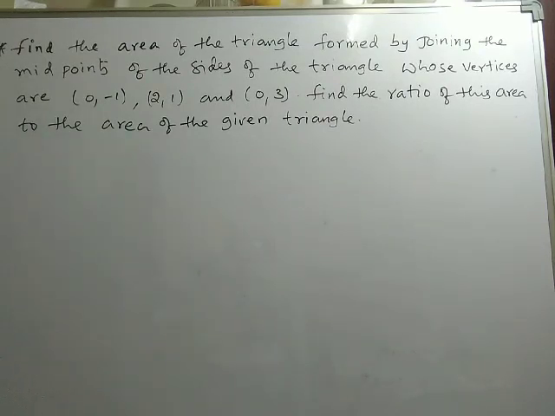Look at this problem, very important. Find the area of the triangle formed by joining the midpoints of the sides of the triangle whose vertices are (0, -1), (2, 1) and (0, 3). Find the ratio of this area to the area of the given triangle. Just think a minute what to do.